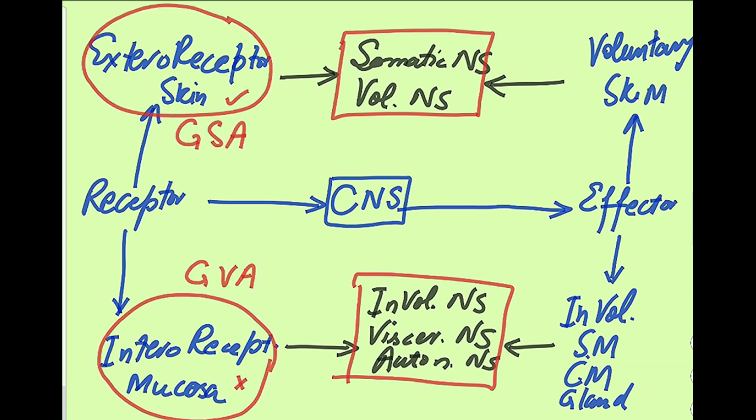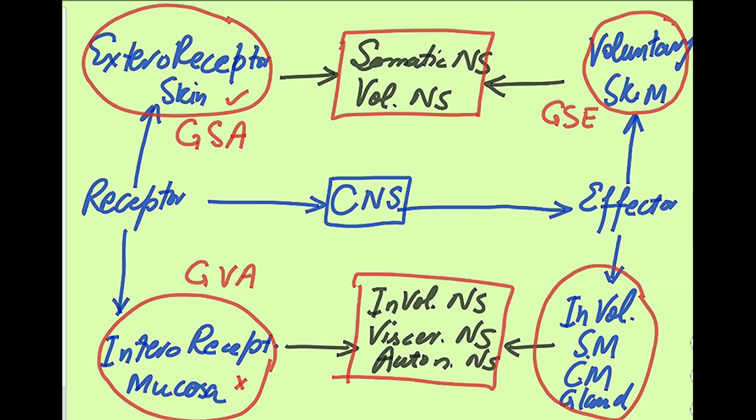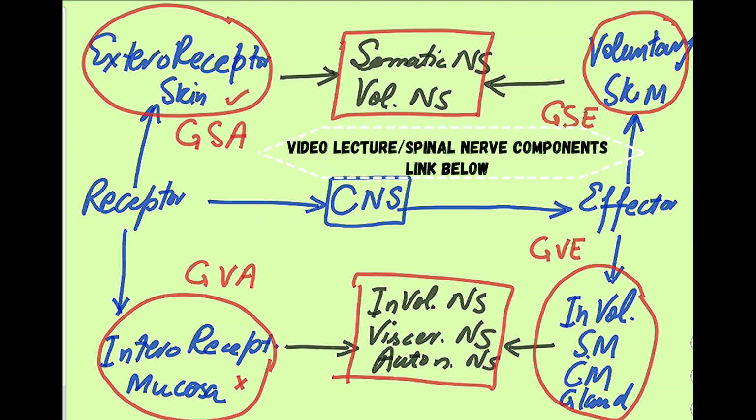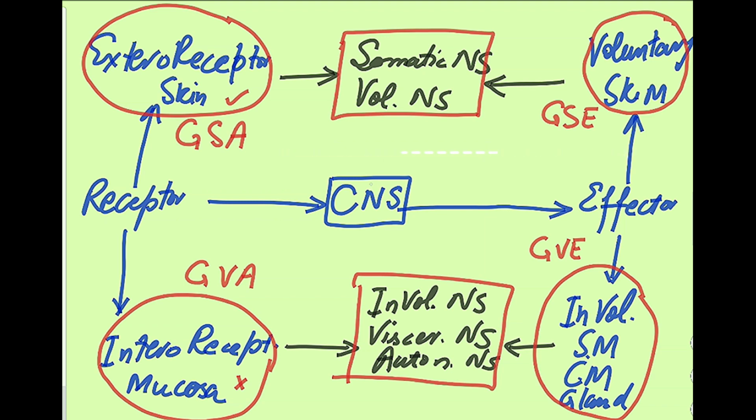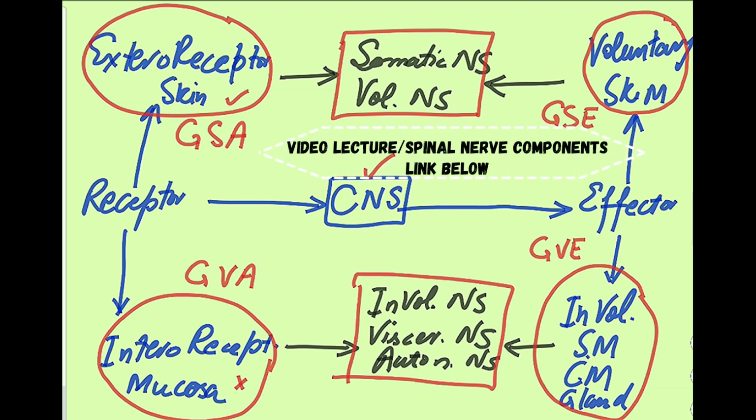Likewise, we have two functions in the effectors. One is the voluntary skeletal muscle function known as the general somatic efferent, and for the involuntary effectors, their function is coded as the general visceral efferent. So these 4 are the general components or general functions of the nervous system.